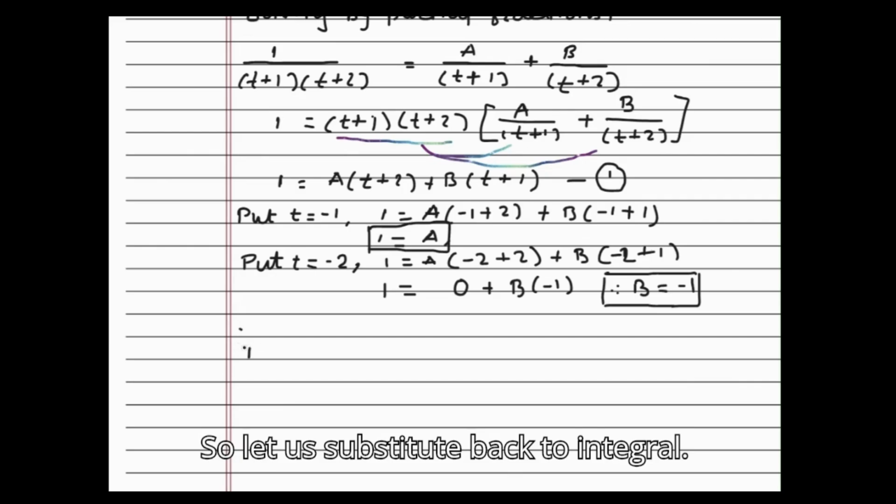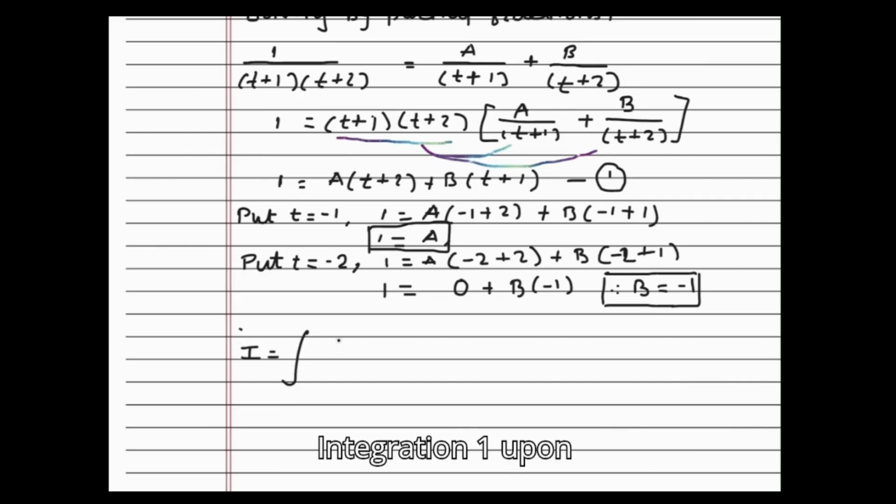So let us substitute back into the integral. Integration of 1 upon t plus 1 times t plus 2 can be written as t plus 1 multiplied by t plus 2.